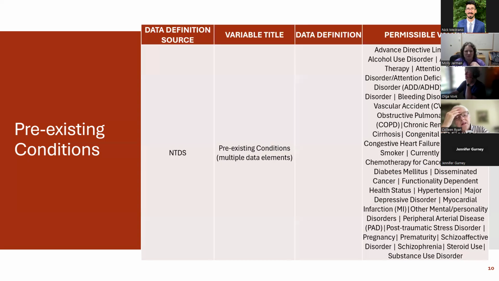Yeah, makes sense. So does this include things like status post-stroke, if that's a pre-existing condition? It currently includes this list here on the right-hand side, which is just pulled straight from the NTDS list of possible pre-existing conditions.